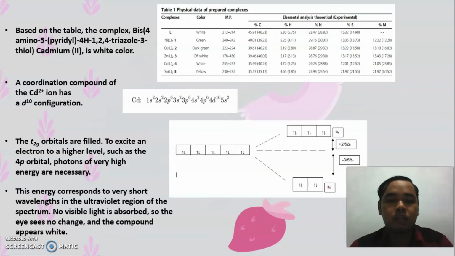Based on the electronic configuration, Cd2+ ion has d10 configuration. The splitting energy diagram shows the t2g orbitals are filled. To excite an electron to a higher energy level, photons of a very high energy are necessary. This energy corresponds to very short wavelength in the UV region of the spectrum. No visible light is absorbed, so the eye sees no change and the compound appears as white. That's all from me. Thank you.